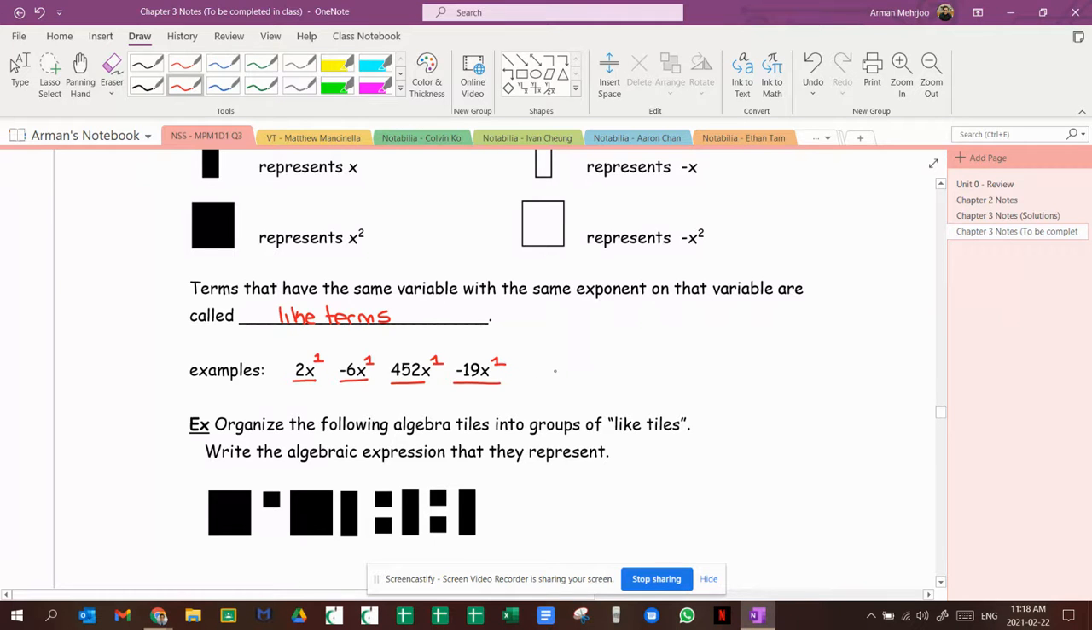Something like 5x squared would not be a like term because although it contains the variable x, the exponent on this variable is 2, and it's not the same as these other ones. Something like 3xy would also not be a like term because even though it contains the variable x, it also contains the variable y, and so it's different from all of these.